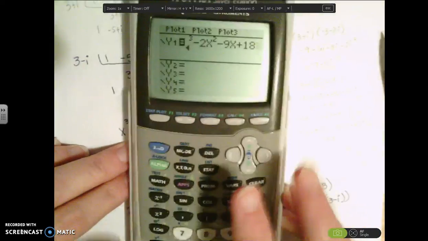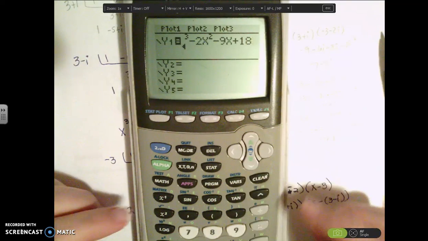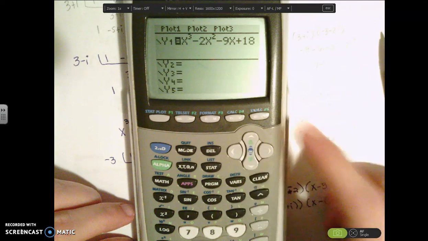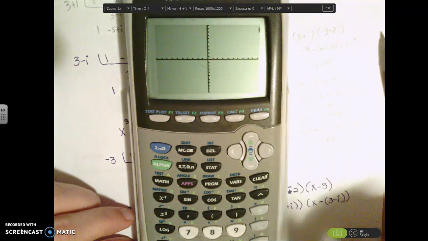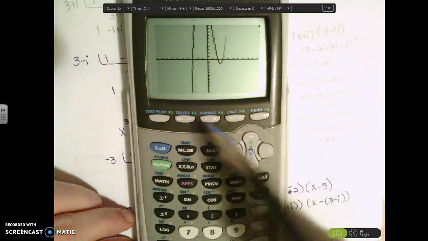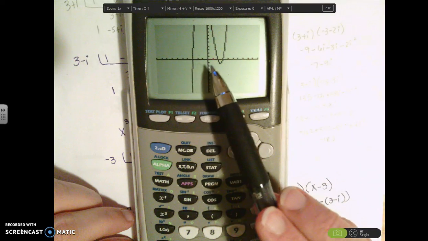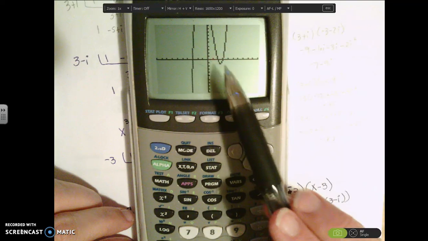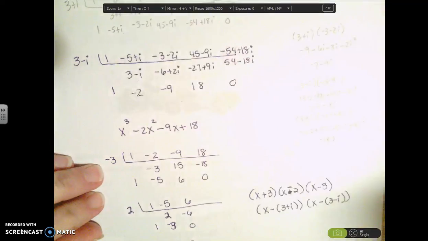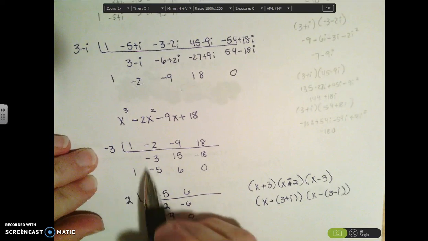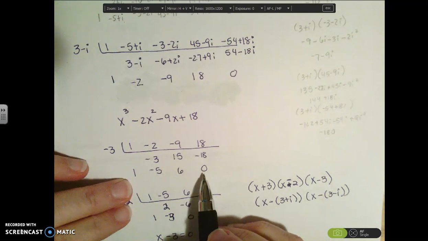Okay, so what I did is I put the polynomial that I've gotten when I reduced it, and that's an x cubed over here. So I put the polynomial in as I reduced it, and now I'm going to graph it. And when I graph it, I can see that there's a root right here at -3, and maybe here at 2, and another one maybe at 3. So I'm going to divide out the -3, and that does work out.